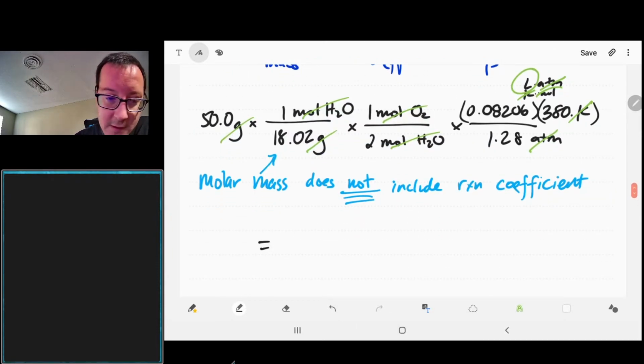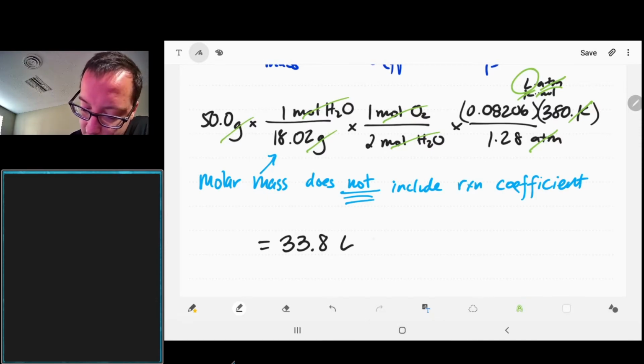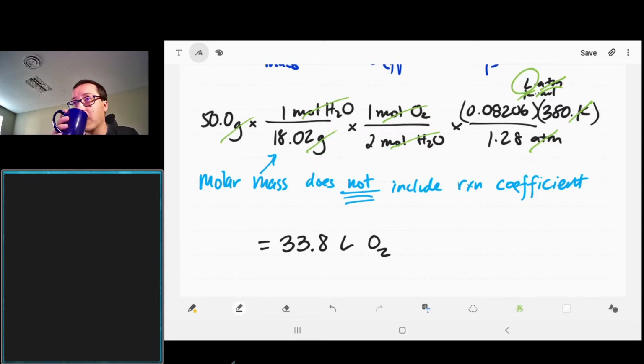And so let's go ahead and take a look at this. So 50 divided by 18.02 divided by 2 times 0.08206 times 380 divided by 1.28. And we get out of here 33.8 liters of oxygen gas. So we're going to need that much to make that much water. So we're just kind of taking our product there and figuring out how much reactant we need to make it.